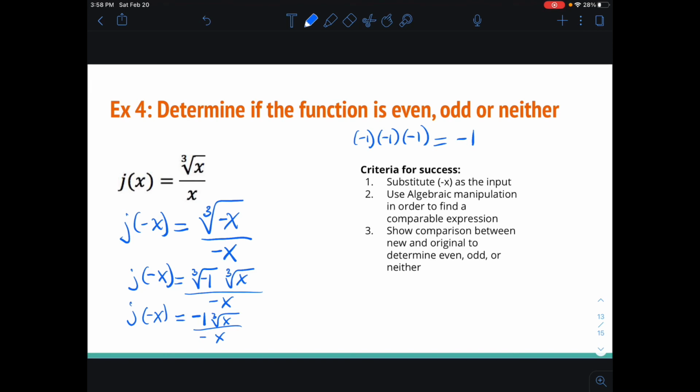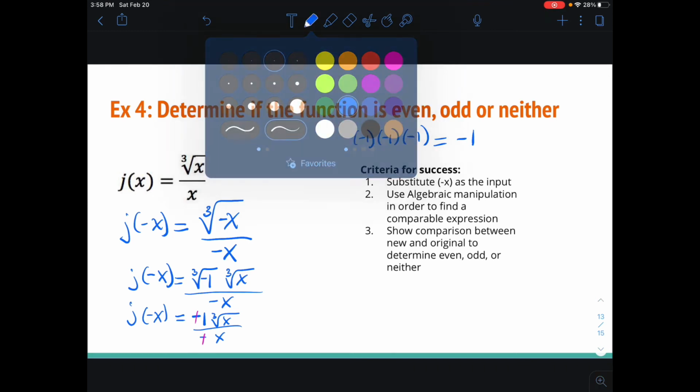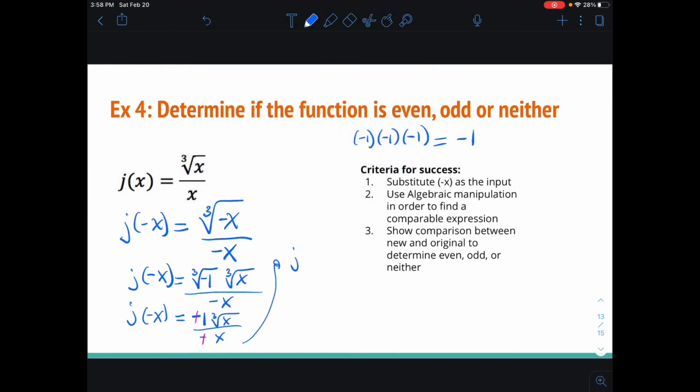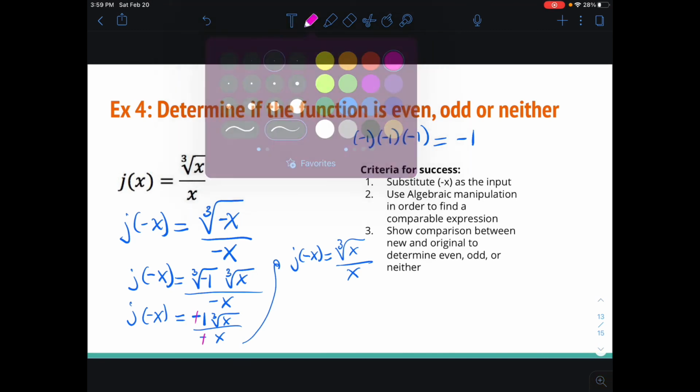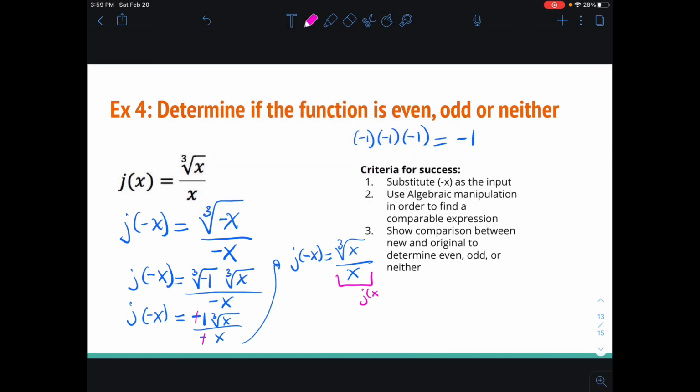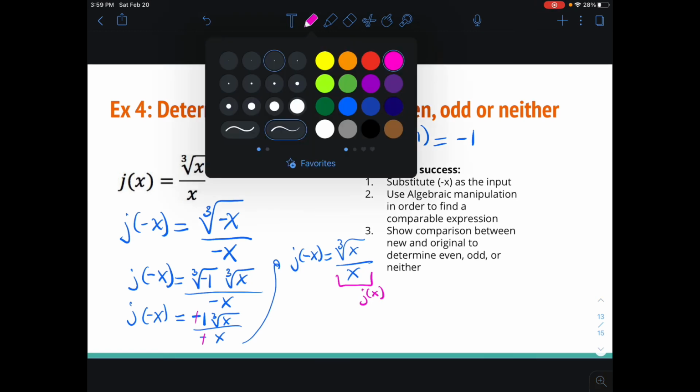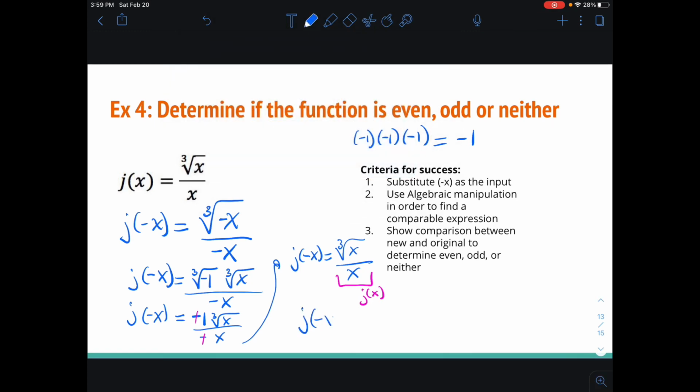Now this still does not look like the original. I do see that I can cancel. These negative 1s will cancel. A negative divided by a negative is a positive. So we are allowed to make that change, and now let's see what happens. We have j of the opposite of x is now equal to the cube root of x over x, which, finally, is exactly the same as j of x. So we say j of the opposite of x is equal to j of x, and now it is even.